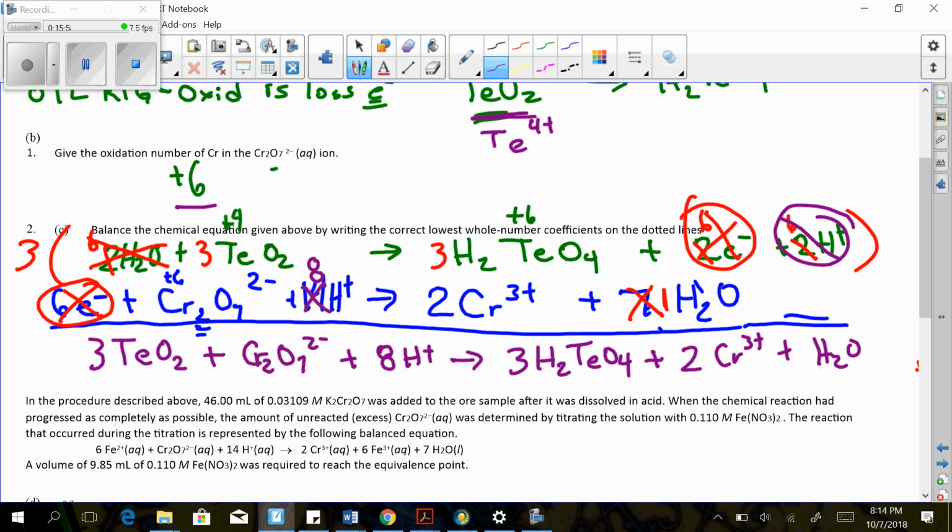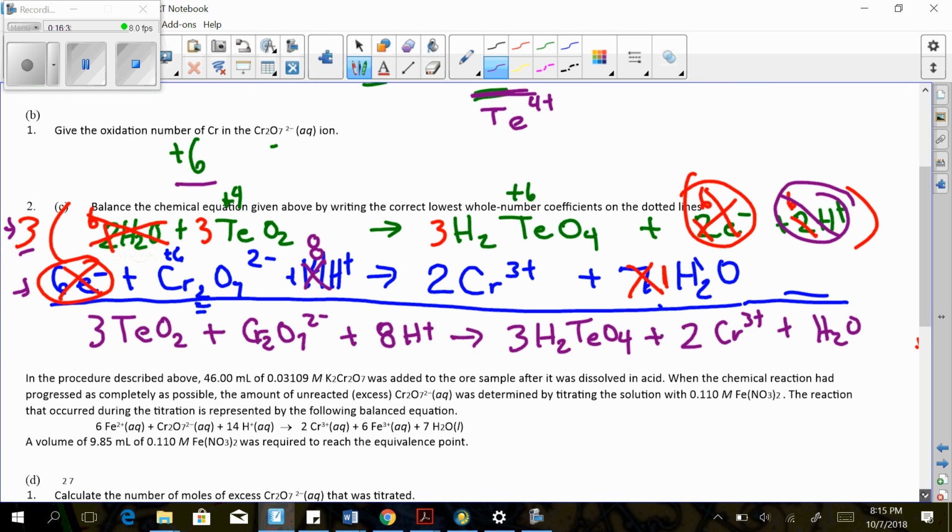I could have earned 1 point if I had 2 correct balances among the chromium, the hydrogen, the oxygen, the charge, and the tellurium versus the dichromate. Or I could have 1 correct half reaction with a correct multiplier. In other words, I could have written either this one or this one with a multiplier. But I got 2 points for doing both. Okay. And so the next part is asking me to go a little step further. So let's go ahead and look at the second part.